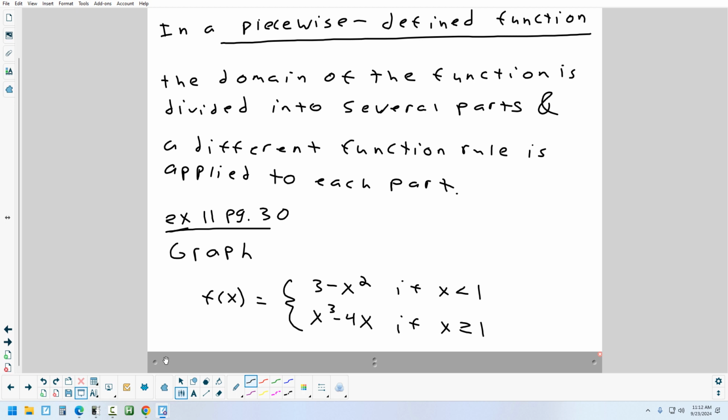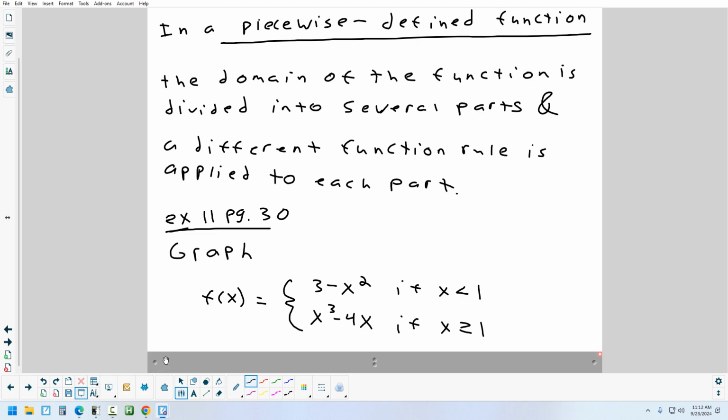It's kind of like if I was selling tickets, and I said, if you're under 18, tickets are $50 each. If you're over 18, tickets are $100 each. I'm splitting the domain up at the number 18, and I have different formulas for calculating the ticket price based on whether you're older than 18 or younger than 18. This is splitting up the domain based on whether you are greater than 1 or less than 1.